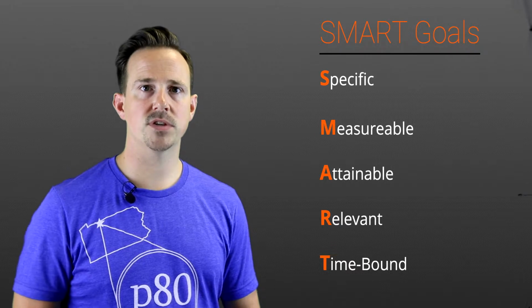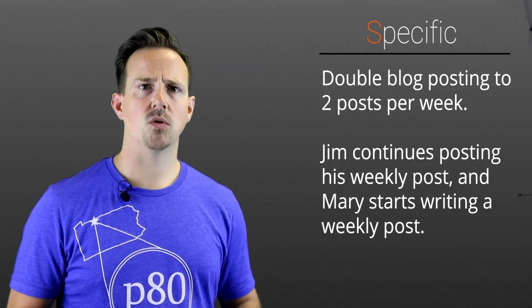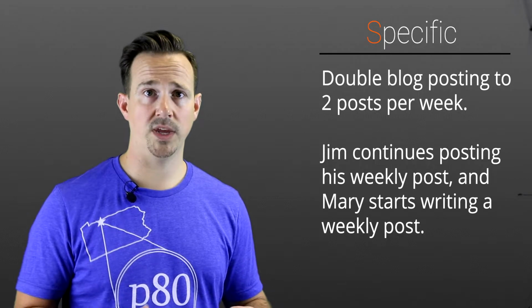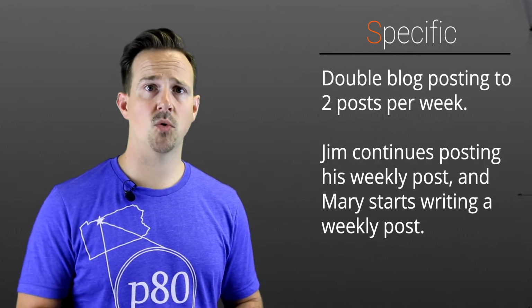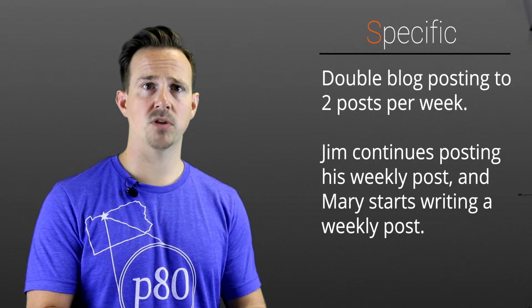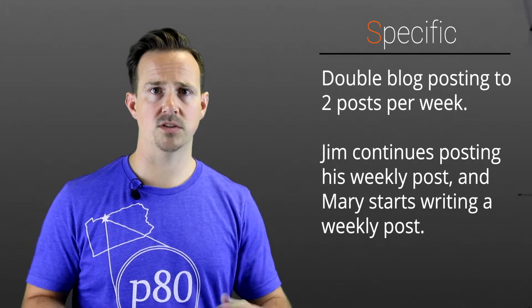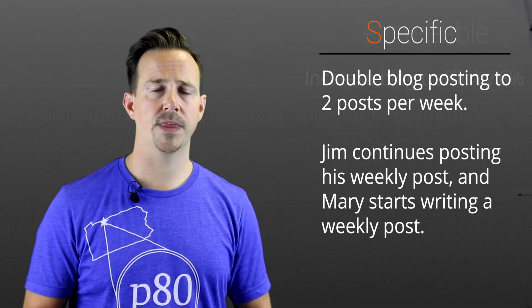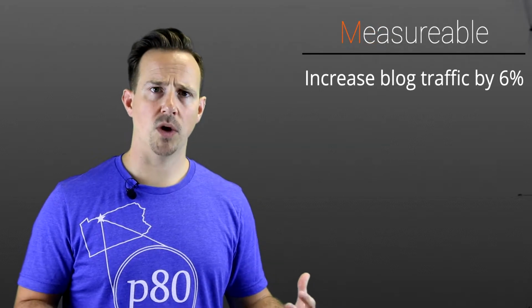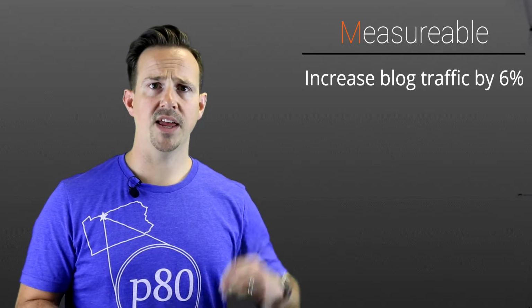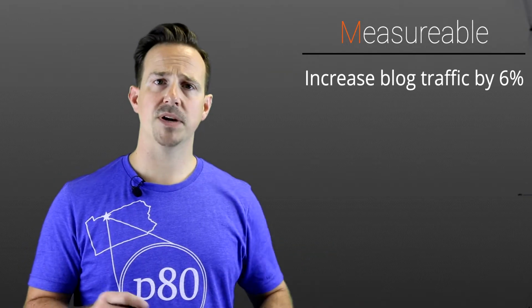Well, let's start with the first item, specific. So we're going to double our blog volume by blogging twice a week instead of once a week, and Jim is going to contribute his regular blog post, and Mary will now kick in and provide another blog post a week. So we're going to have 2 blog posts a week. So how do we make this measurable? Well, by doing these 2 blog posts a week, we feel that we can increase our blog traffic by 6%.